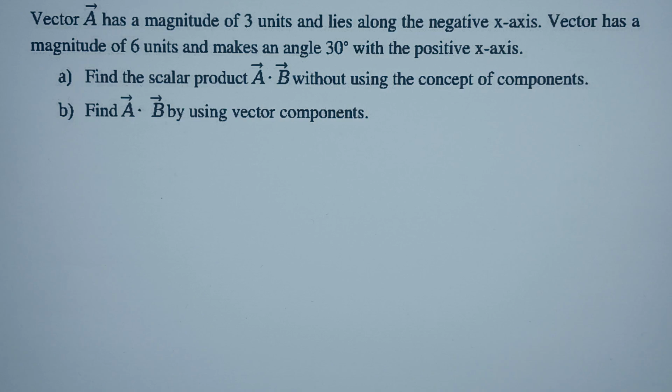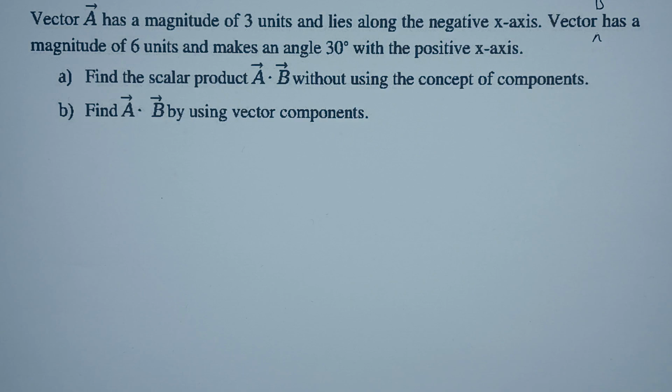Vector B, we're supposed to have a vector B somewhere there. So vector B has a magnitude of 6 units and makes an angle of 30 degrees with the positive x-axis. So find the scalar product A·B without using the concept of components. So how can we find the scalar product A dot B without components?